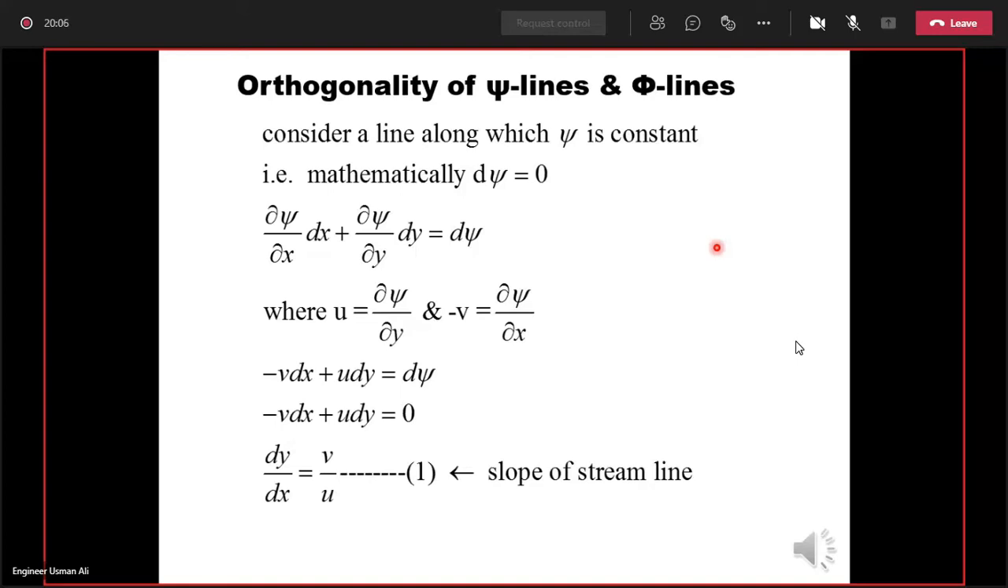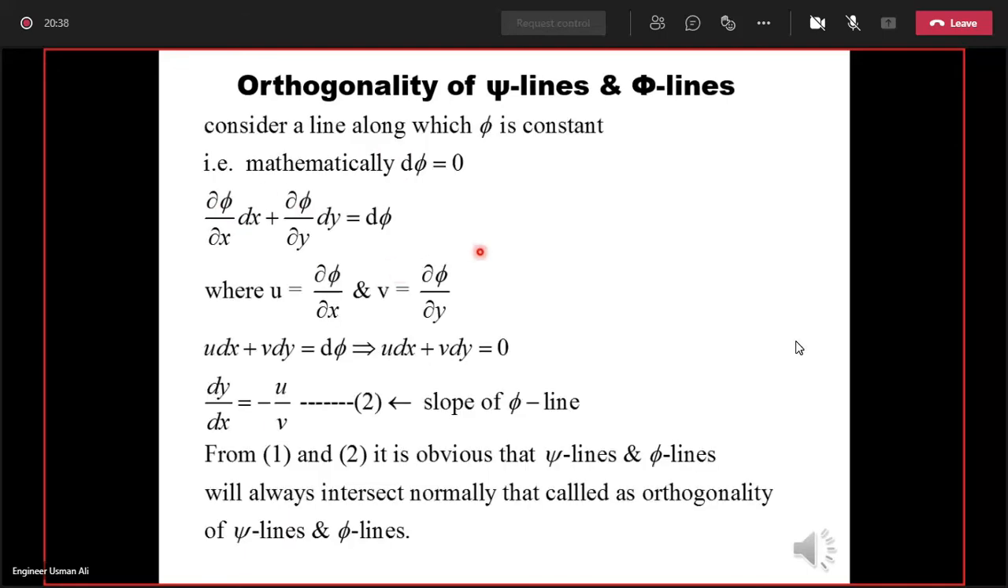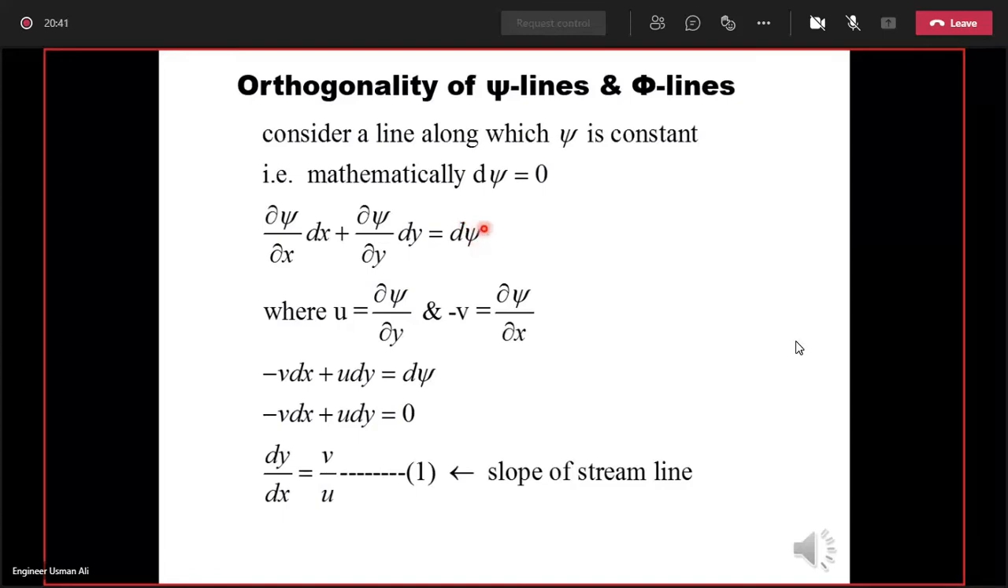Now first of all, let us consider a psi line along which psi is constant. So consider a line along which psi is constant, meaning the flow line or the streamline along which psi is constant. So mathematically, along a streamline d psi is 0. There is no change in psi with respect to x and y. So what is the equation for the differential of psi? That is partial psi over partial x into dx plus partial psi over partial y into dy. This is the equation that you have to keep in mind for the differential of the stream function.